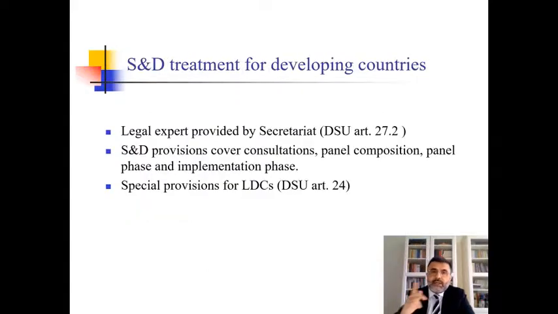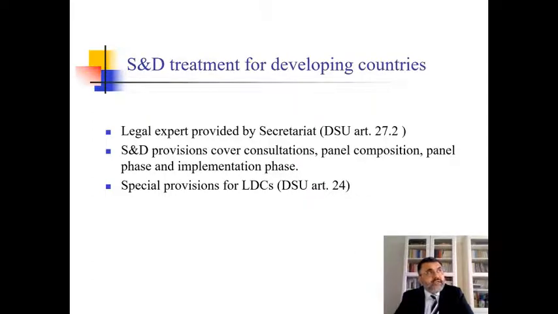Now, this arbitrator under Article 22.6 makes a decision as to the level of retaliation that may be authorized by the DSB, and the DSB authorizes retaliation. All right. This is the end of the process.